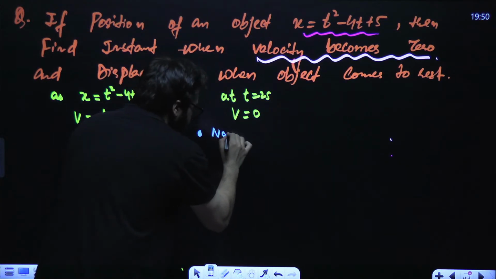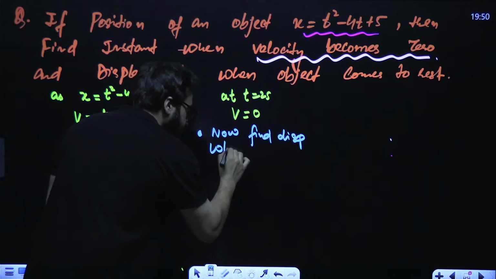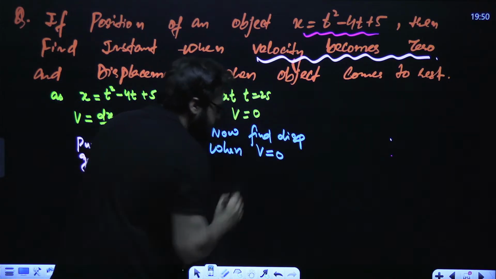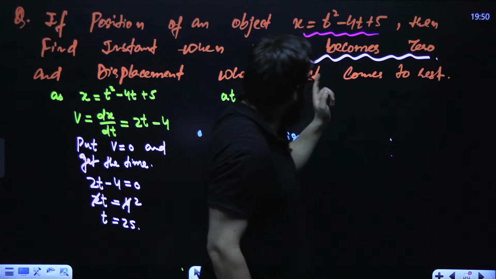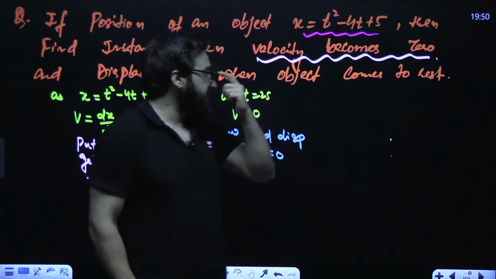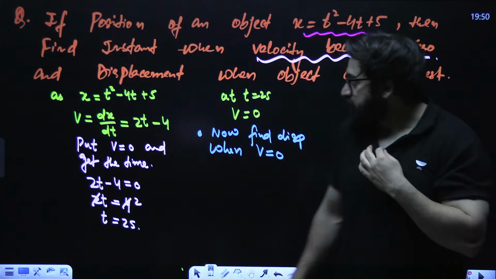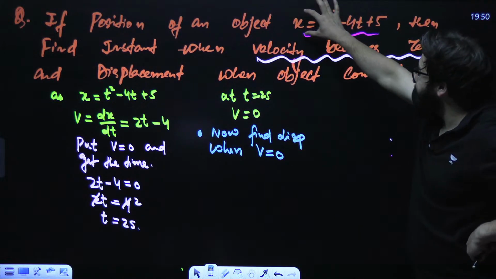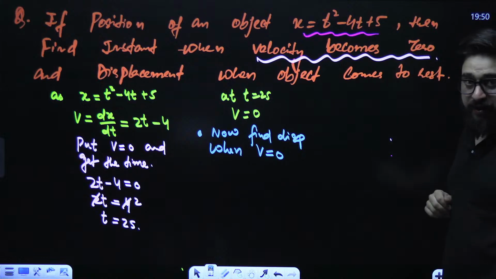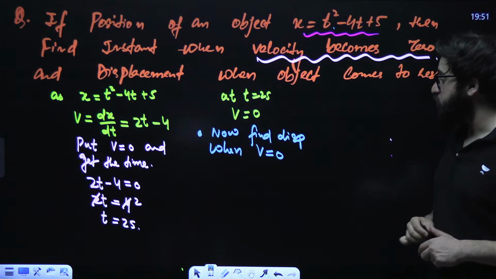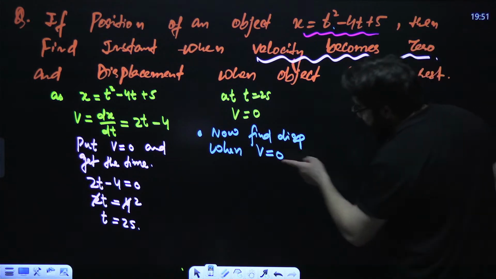Now, find the displacement when velocity is equal to 0. Why? Because they are saying to find the displacement when the object comes to rest. In this particular case, this is given as the position-time relation. From this position-time relation, you are supposed to find the displacement when the object comes to rest.